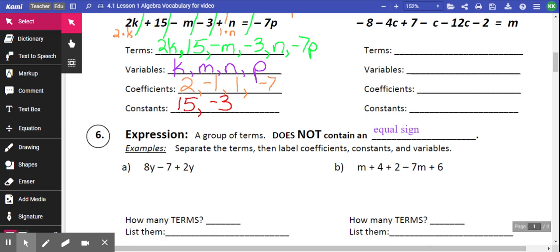List the terms. The only difference is it says how many terms are there. So list the coefficients, list the terms, list the constants, and list the variables.